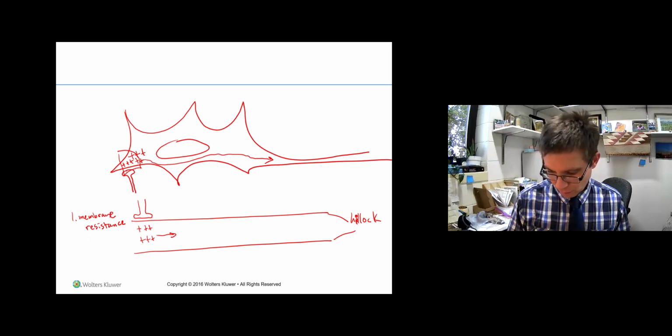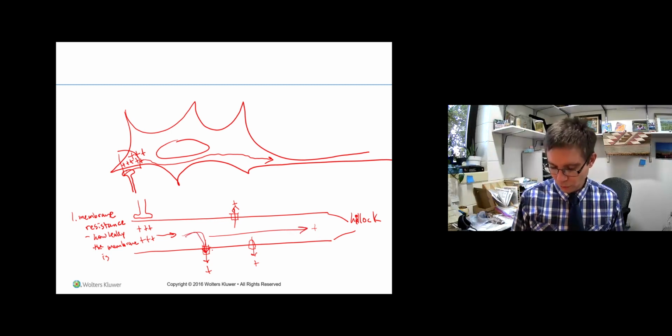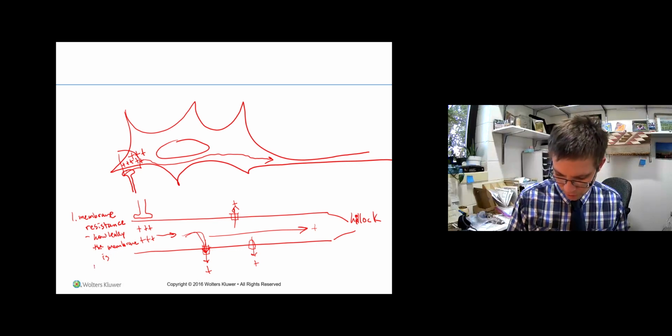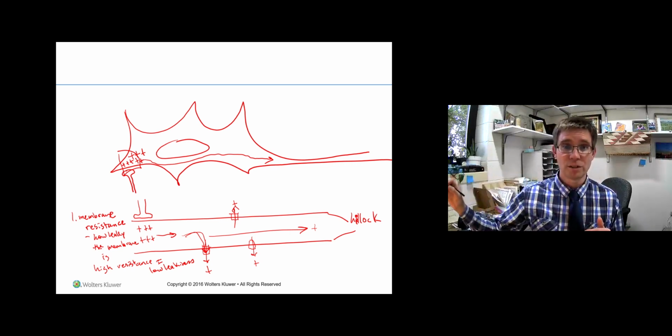Membrane resistance is basically how leaky the membrane is. So if this is a dendrite and this is the dendrite's membrane, how many holes or channels are here that would allow the positive charge to leak out? If it's very leaky, then the positive charge isn't going to get as far down. It's going to leak out. So instead of getting down the dendrite, it's going to leak out instead. So membrane resistance is how leaky the membrane is. High resistance means low leakiness. So if my membrane has a lot of resistance, that means it's not very leaky, and so a positive charge can travel farther.